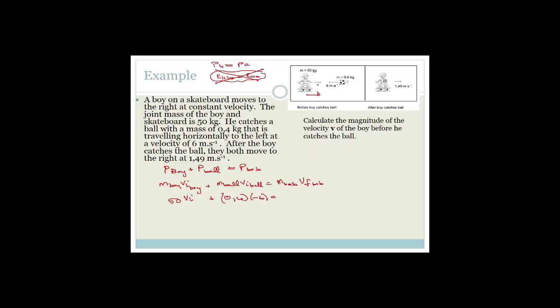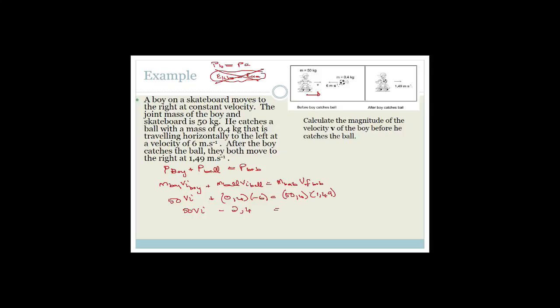So it is going to be 50 plus 0.4, so it's 50.4. And the final velocity is in the same direction as the original velocity of the boy, so that is going to be 1.49. Right. Therefore, can you see that we're going to write that this is 50 VI, that becomes a plus, times a minus is a minus, 6 times 0.4 is going to be 2.4.